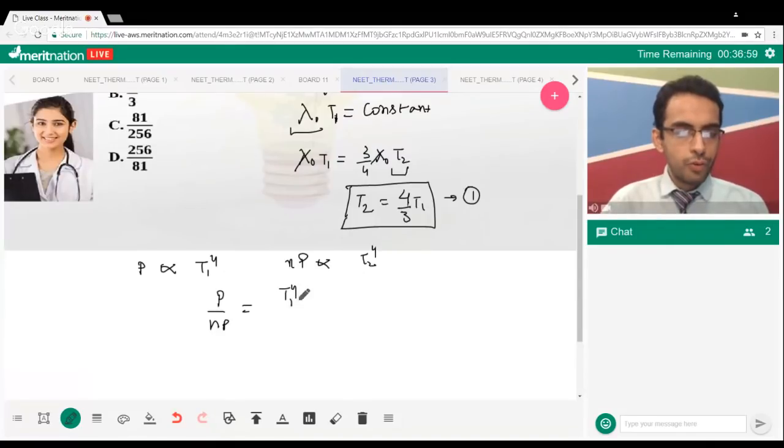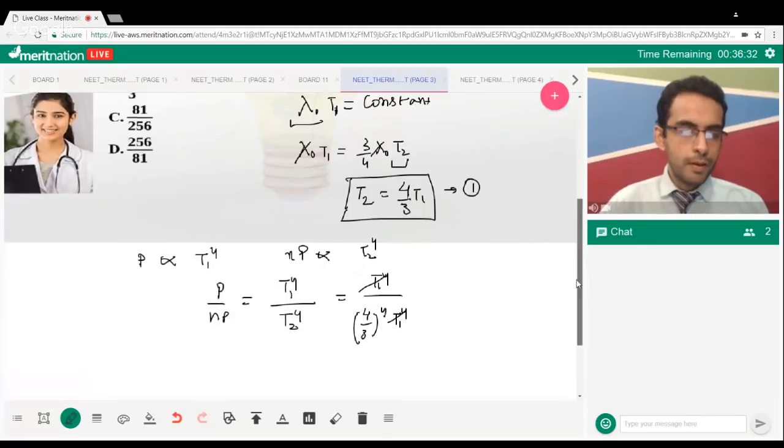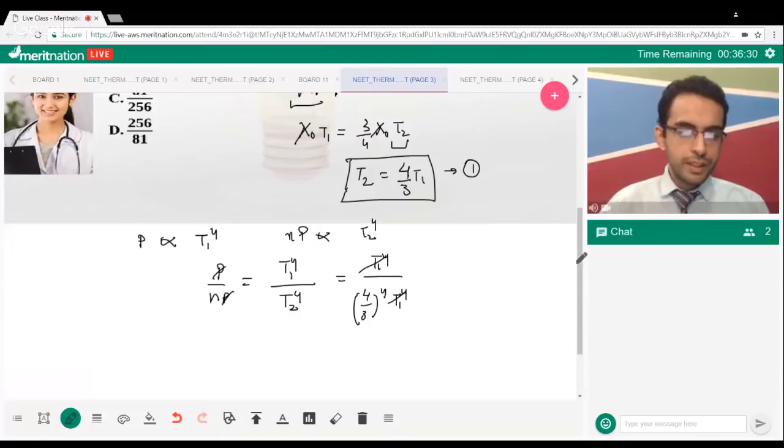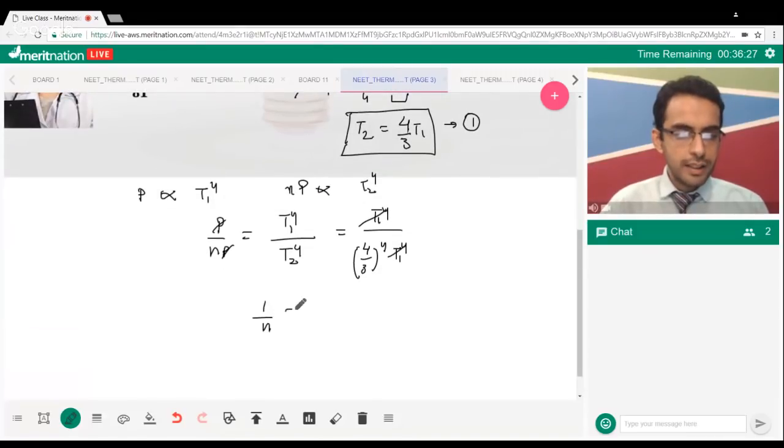T1 raised to the power of 4 divided by T2 raised to the power of 4. So we can put the value of T2 here. We get T1 raised to the power of 4 divided by (4/3) raised to the power of 4 into T1 raised to the power of 4. So from here we can cancel out T1 and T1 raised to the power of 4. So P and P also get cancelled out. So we can simply say 1/n is equal to (3/4) raised to the power of 4.